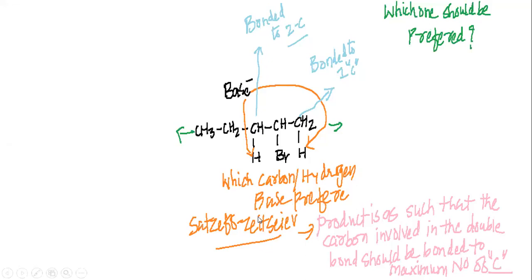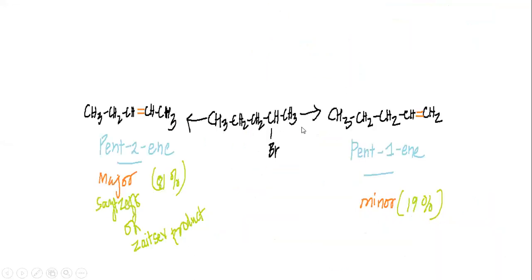There was a scientist, his name was Zaitsev. He said that in such condition, the product is such that the carbon involved in the double bond should be bonded to the maximum number of carbon. So according to Zaitsev's rule, the base should attack the carbon which is bonded to two other carbon, and the base should avoid attacking the carbon which is bonded to a single carbon.